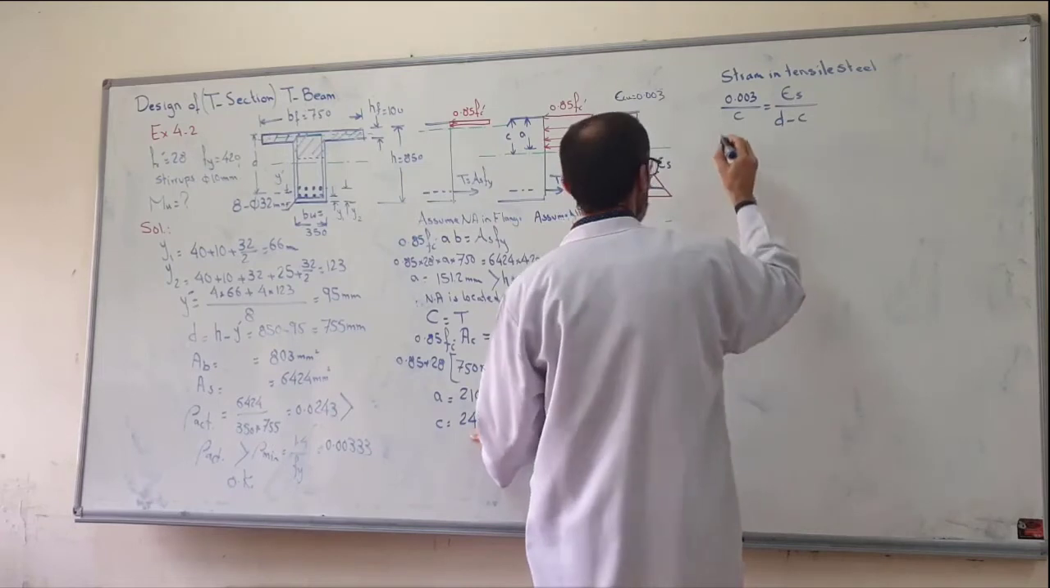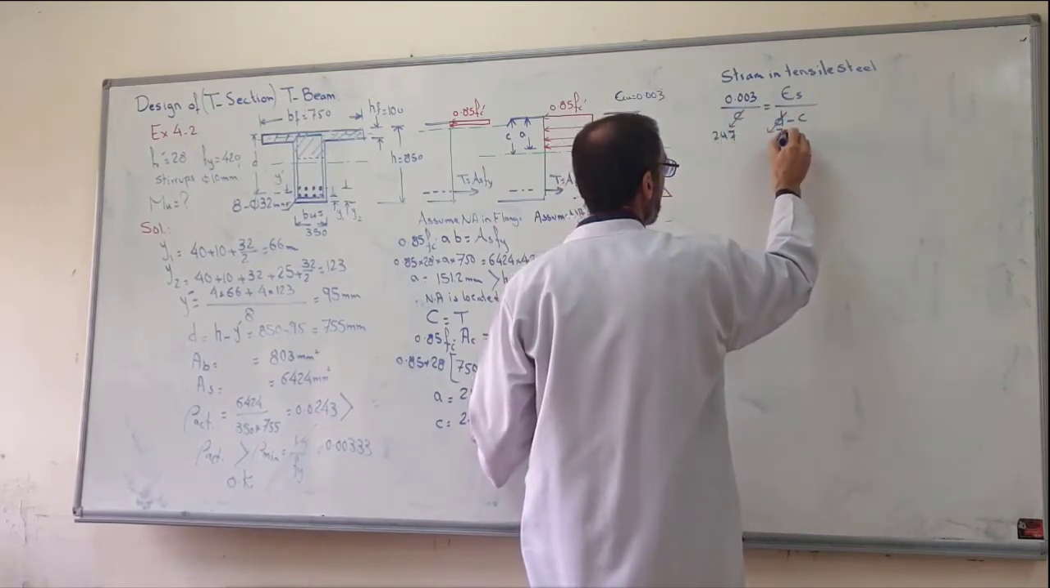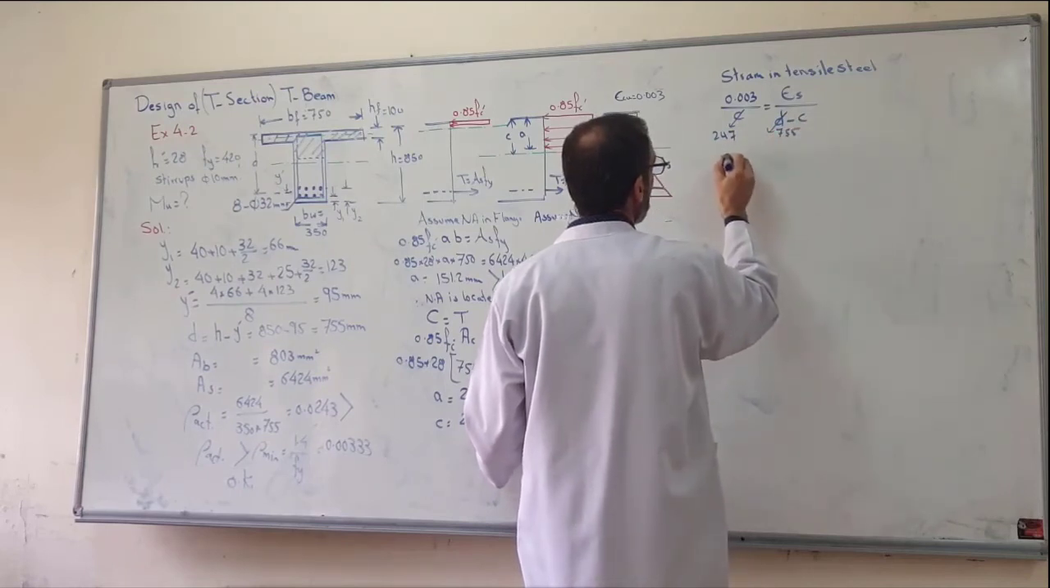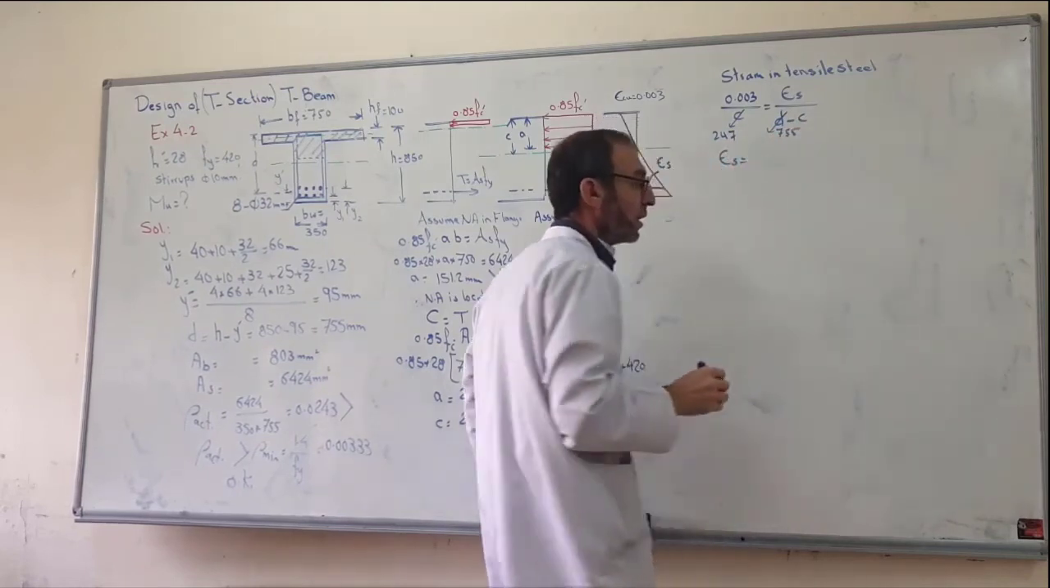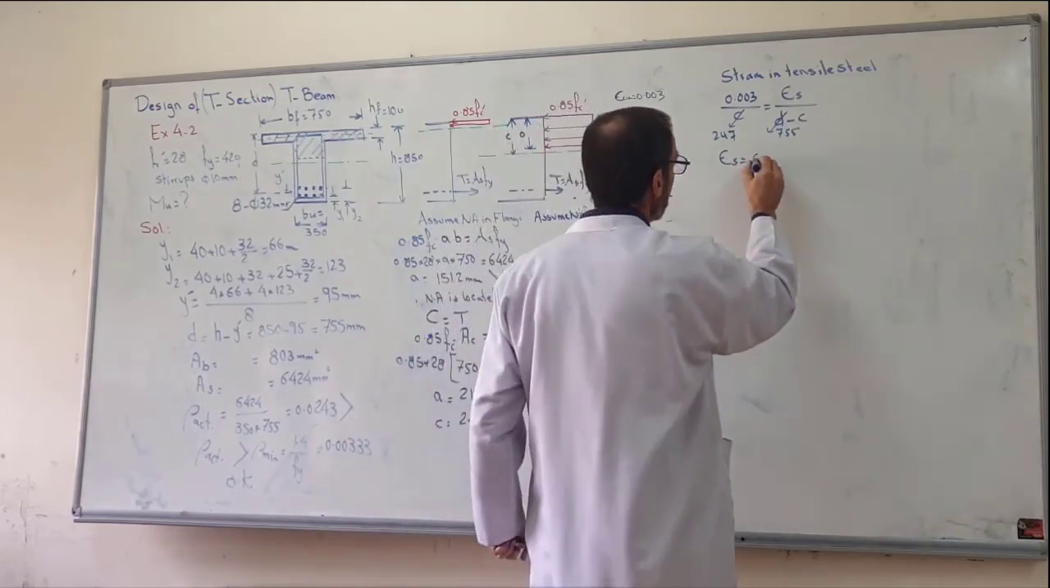C is known, D is known. So we found epsilon S, which is 0.0617.